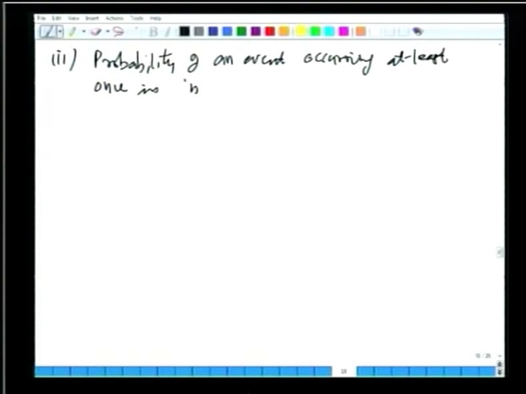Okay. So if you are carrying out n trials, then the probability that a particular event will occur at least once will be equal to 1 minus the probability that it will not occur at all, which is equal to 1 minus q to the power n, or 1 minus (1 minus p) to the power n. Okay. So this is your at least once.